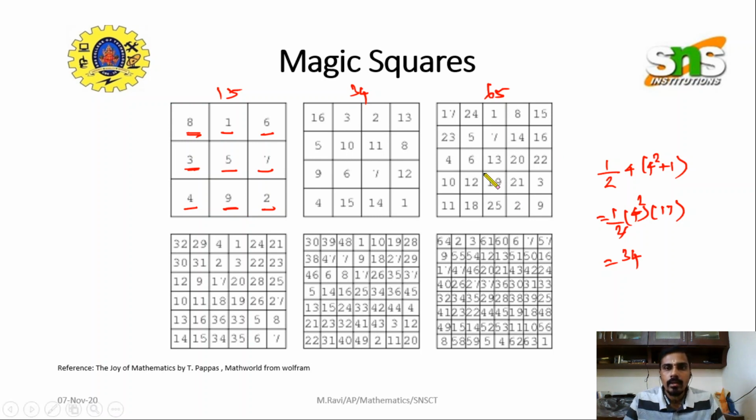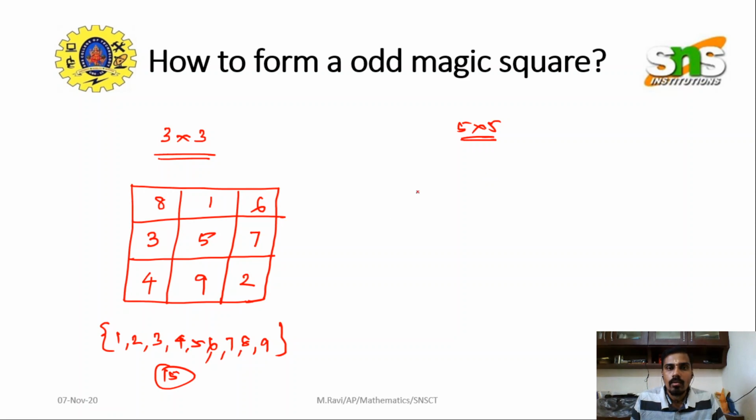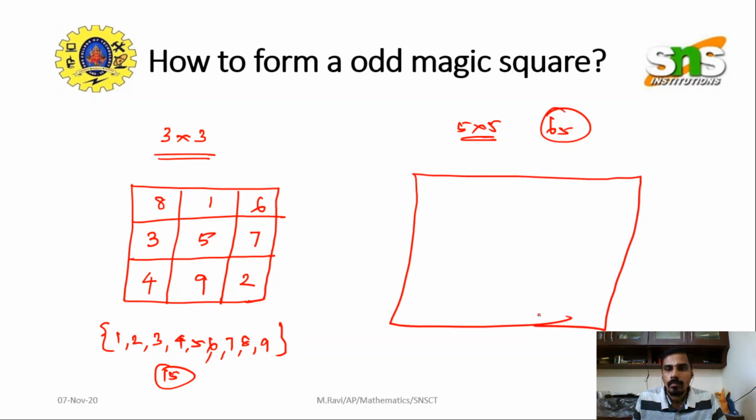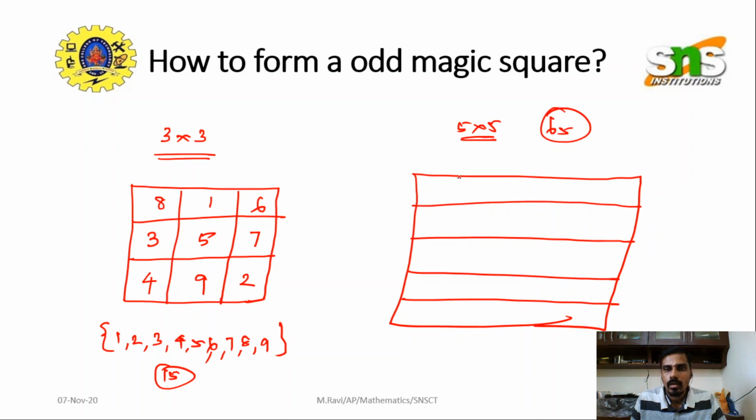So shall we try? Just to see, what is the magic square number for 5? We have to get 65. Okay, so just frame this 5 by 5 square. 1, 2, 3, 4, 5, and this is 1, and this is 2, and this is 3, and this is 4, and this is 5. What are all the numbers we have to use?